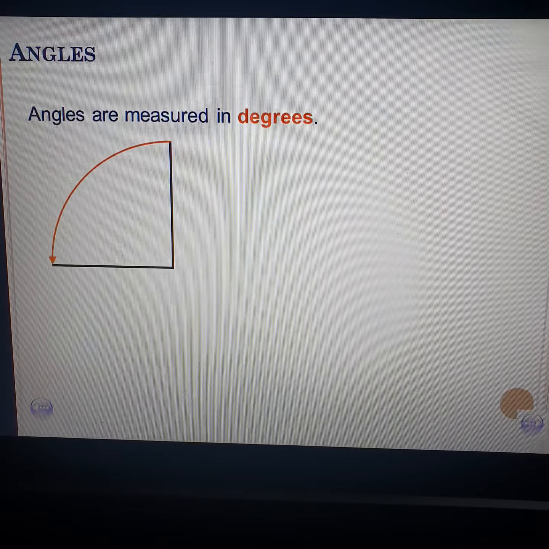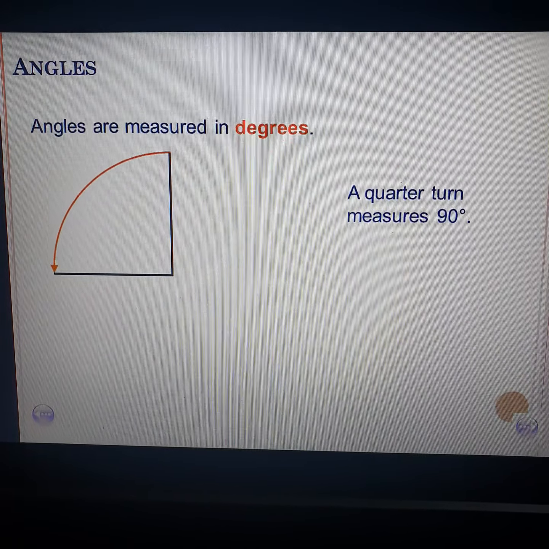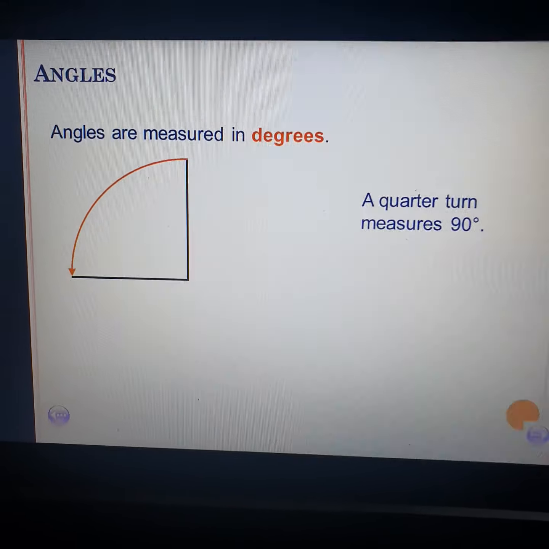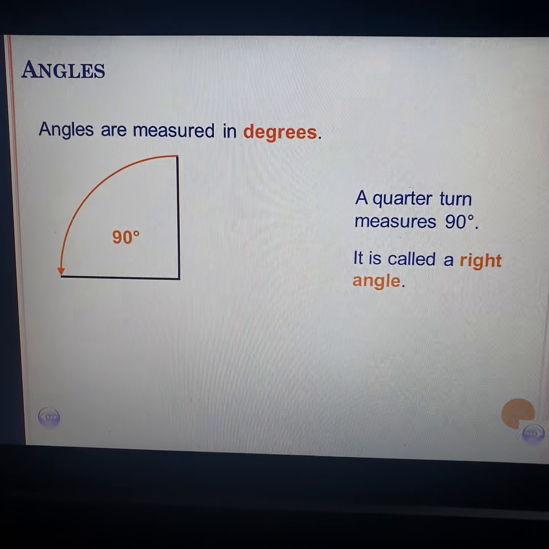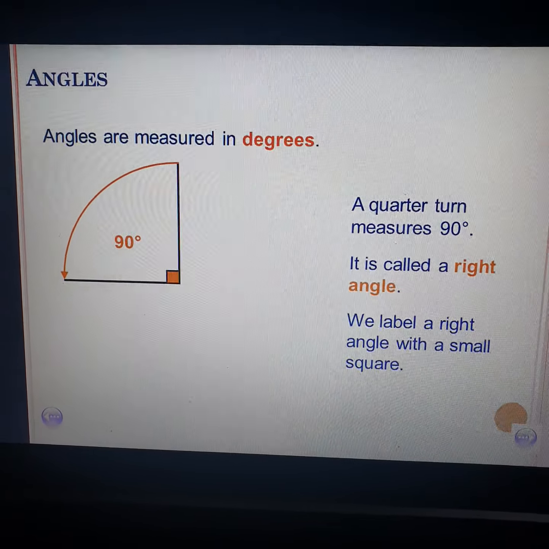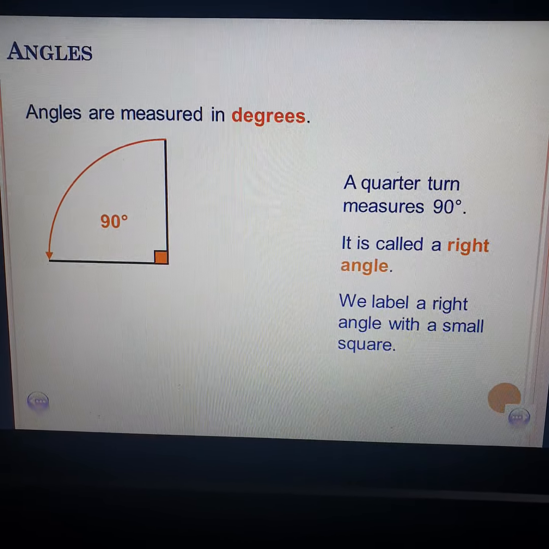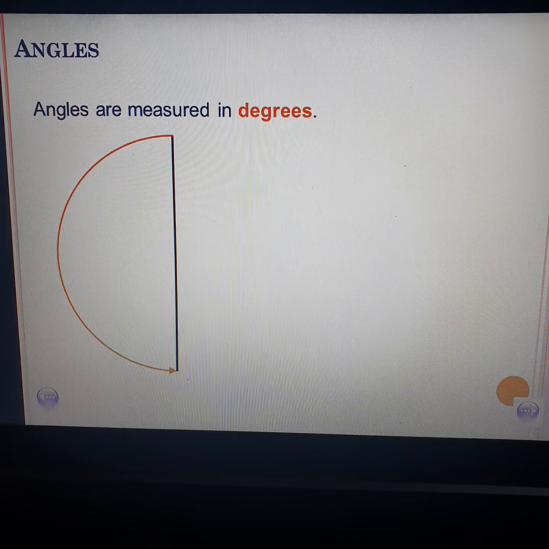So let's look at some angles that we may have come across already. A quarter turn, remember we said that an angle is formed from a rotation of the arms. A quarter turn measures 90 degrees, okay? A right angle. And you may start taking some of these angles down in your notes. We label a right angle with a small square.